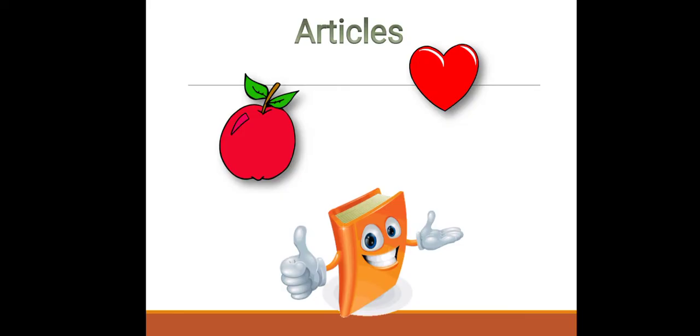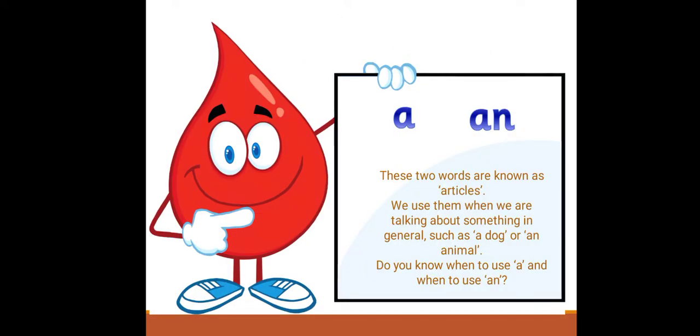So today we'll be studying the use of A or An, also known as articles. Children, these words are used when we are talking about something in general, such as a dog, an animal. Do you know when to use A and when to use An? So let's learn it today.